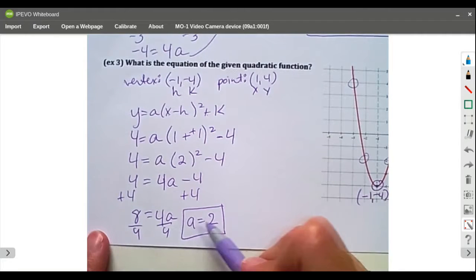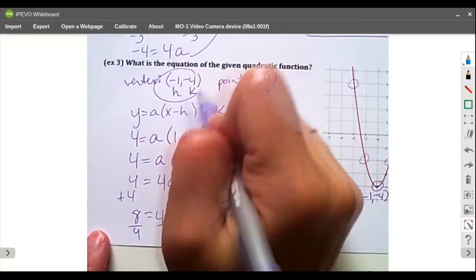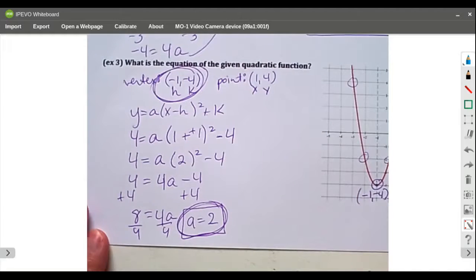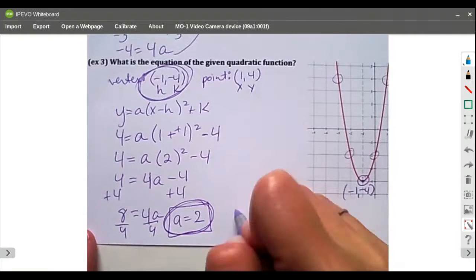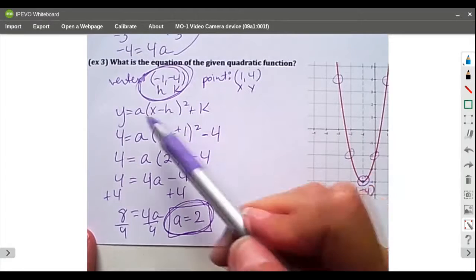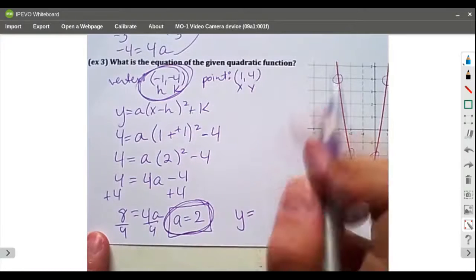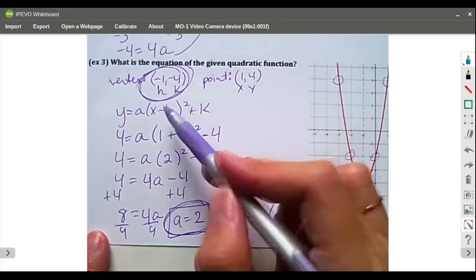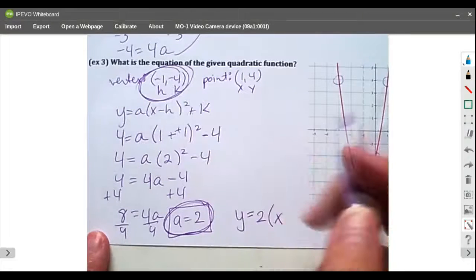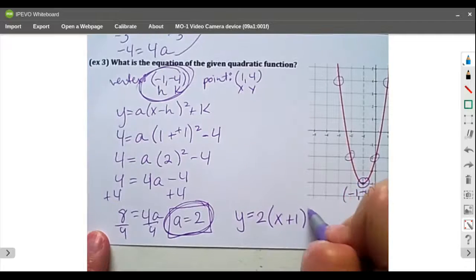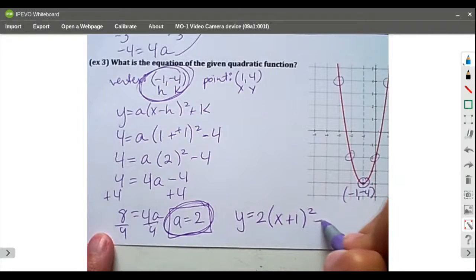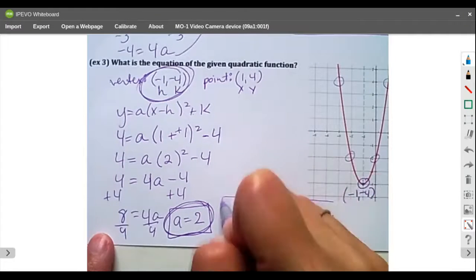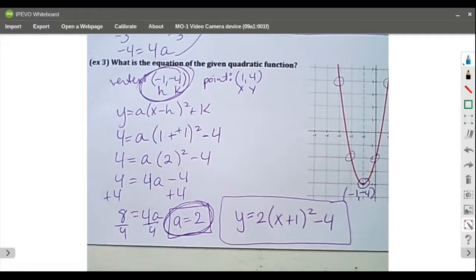Remember, once you get a, you're taking a, h, and k and plugging it into vertex form. So that should be y equals, instead of a, we're plugging in the 2 we just found. Then (x minus h), so minus -1 is plus 1, squared, and then minus 4, because that's plus k. So then that would be your final answer there.